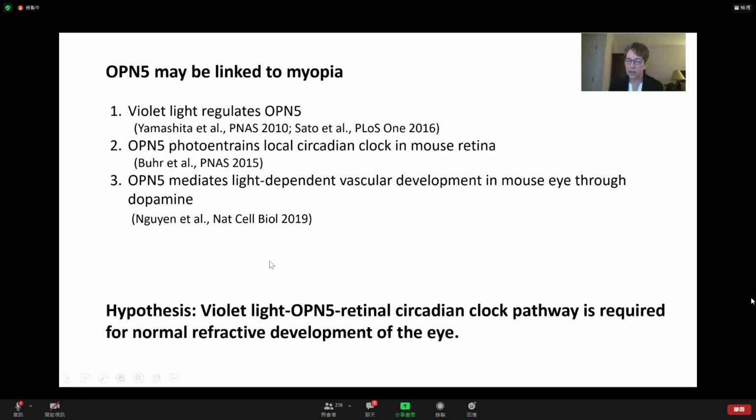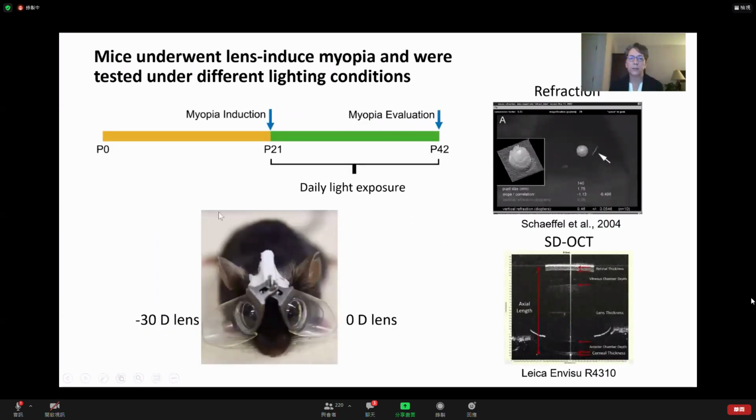So we wanted to test the hypothesis that violet light OPN5 retinal circadian clock pathway is required for normal refractive development of the eye. So to do this, mice underwent lens-induced myopia and were tested under different lighting conditions. At P21, the mice were fitted with this head-mounted goggle. One eye was exposed to a -30 diopter lens, and the other to a 0 diopter plano lens. The mice were followed for 3 weeks under different light conditions, and we evaluated them for refraction using a photorefractor or axial length and choroidal thickness using SD-OCT at P21 and at P42.